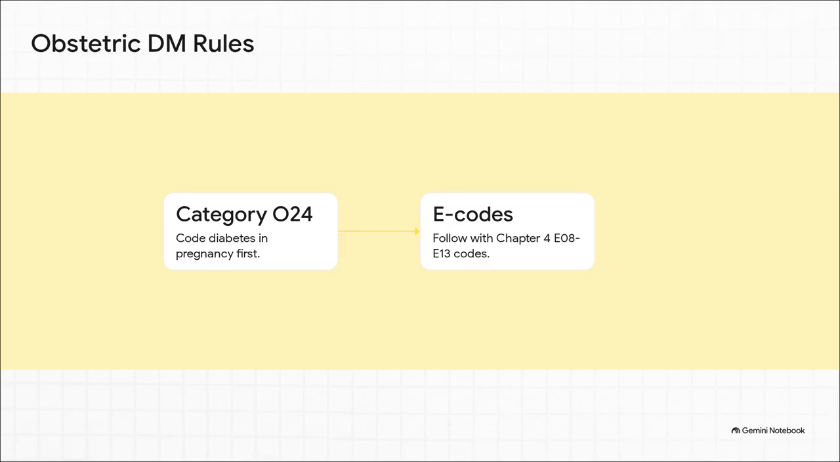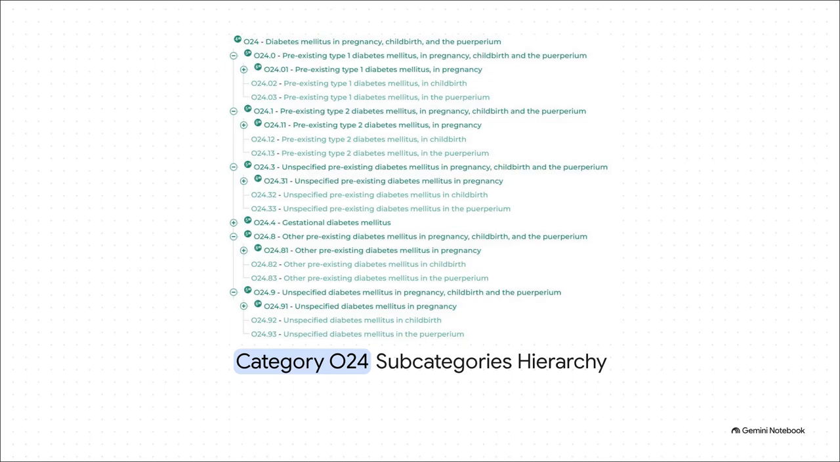The why behind this is pretty straightforward. Diabetes is a massive complicating factor in pregnancy, meaning that obstetric code literally has to take priority to tell the true clinical story. The O24 category actually features a super strict hierarchy. As you can see, it breaks down by pre-existing type 1, pre-existing type 2, unspecified, and so on. It even drills all the way down to whether the encounter is happening during pregnancy, childbirth, or the puerperium phase. It's like a roadmap showing you exactly what has to take priority as your principal diagnosis before you even think about touching the standard diabetes codes.